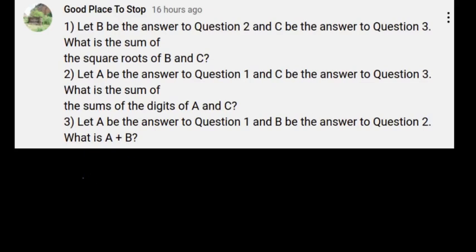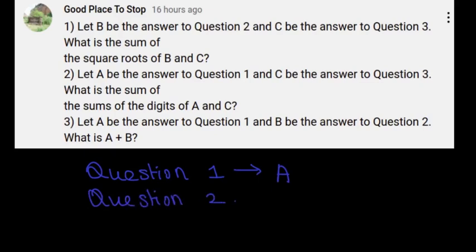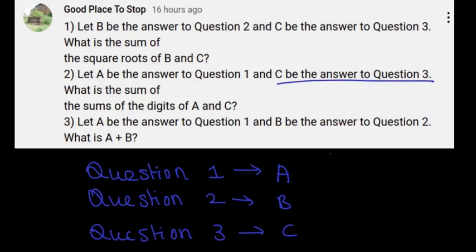Now, let us proceed with the solution. What is the answer to question 1? Let A be the answer to question 1. So, the answer to question 1 is A. The answer to question 2 is B, because we have let B be the answer to question 2. And the answer to question 3 is C, because we have let C be the answer to question 3.